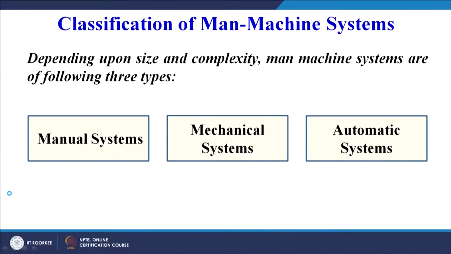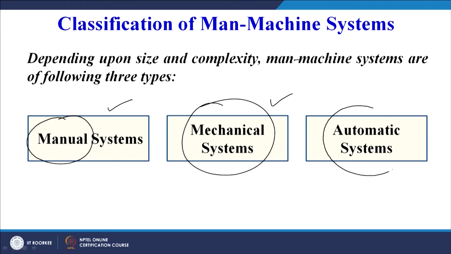So environmental factors do affect the system performance. Now let us see classification of man machine systems. Depending upon the size and complexity, man machine systems are of the following three types. First one are the manual systems, second one are the mechanical systems, third one are the automatic systems.